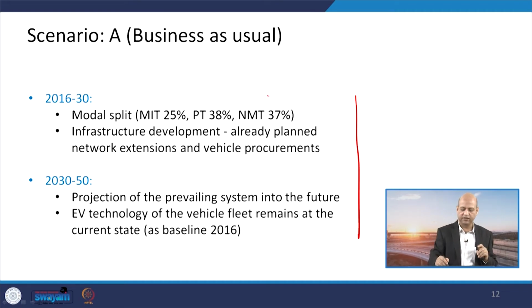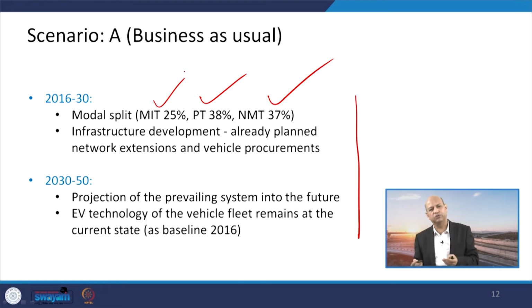So, you can see 37% NMT, that is non-motorized transport like walking or something like that, and PT is public transport, railways, trams or buses. MIT, motorized individual transport, that is privately owned cars or privately owned two-wheelers, something like that. And then infrastructure development, okay, which has already been planned for the network extension or vehicle procurement. So, for 2016 to 30, that particular scenario has to be taken into account.